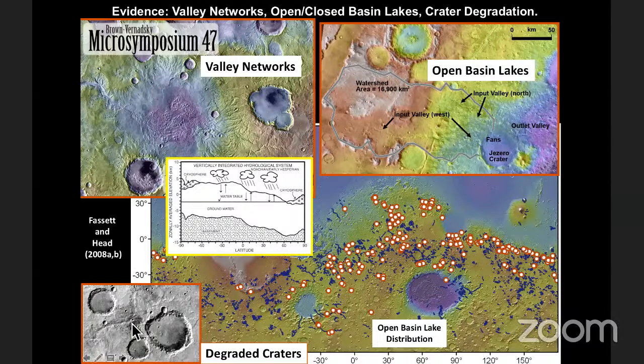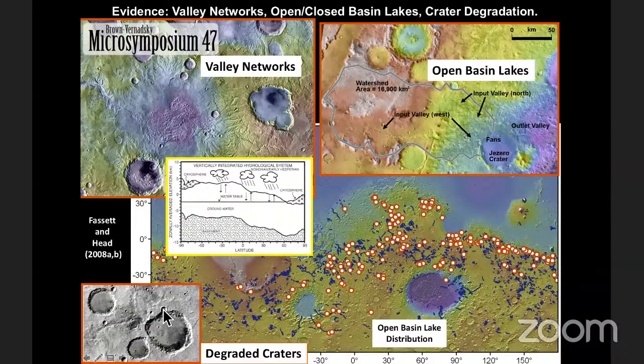The other thing we see is degraded craters. This is also really critical. You can see that the craters in the Noachian differ significantly in terms of their preservation state from ones that formed over the last 3 billion years. And they have been measured and argued to be evidence for an increase in degradation rates, a significant increase in erosion rates from the Amazonian and Hesperian back into the Noachian.